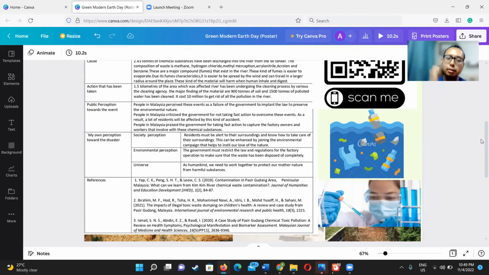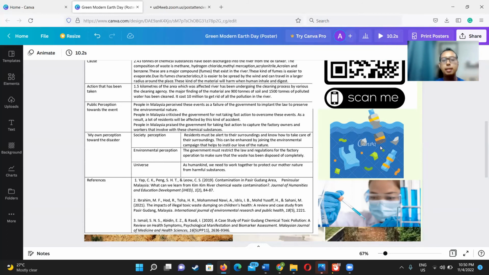From the environmental perception, the government must enforce stricter law and regulation for factory operation in order to make sure that the waste is disposed of completely. And from the side of the universe, whether governments, publics or residents, they must mobilize together and play their role as humankind to take care of mother nature and not blame each other for what has happened.